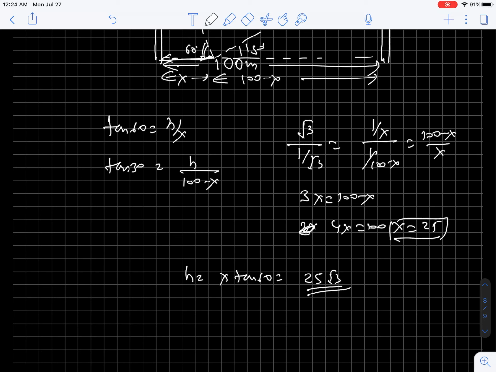Basically, there are two points of observation. There are two triangles, and by the concept of two triangles, you can solve the values of height, distance, whatever they are asking for. Okay.